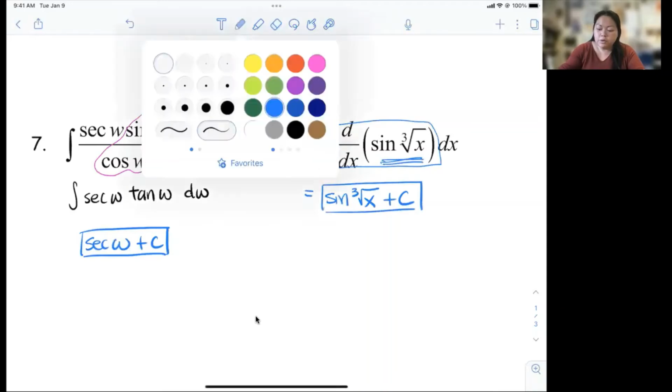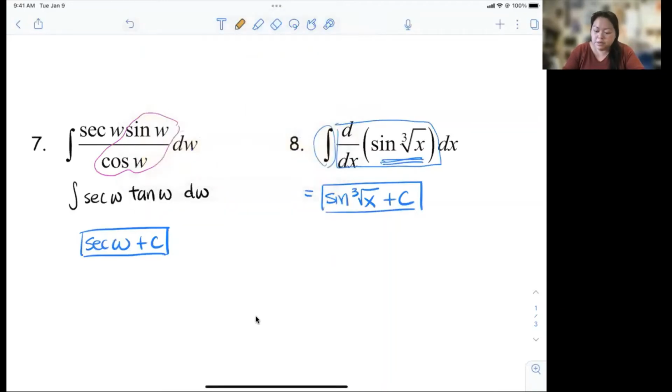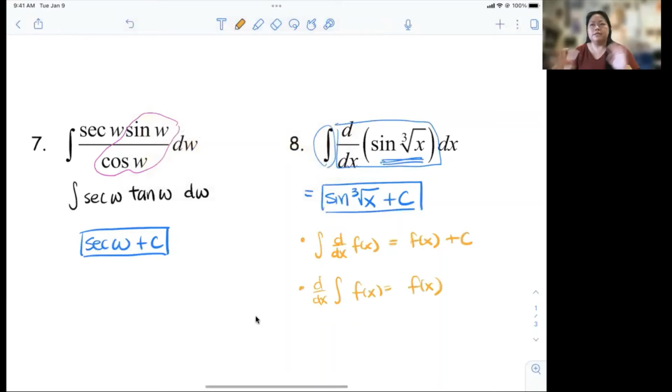Okay, a quick way to remind yourself of what this is really doing: when you have the integral of d/dx of a function, you get that function, but you get the plus C. If it's the other way around, you're taking the derivative of the integral of a function, then you just get your function, but no plus C because you're not taking the antiderivative. Only when you take the antiderivative will you have a plus C.